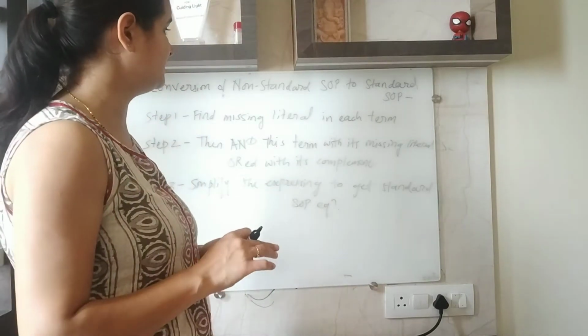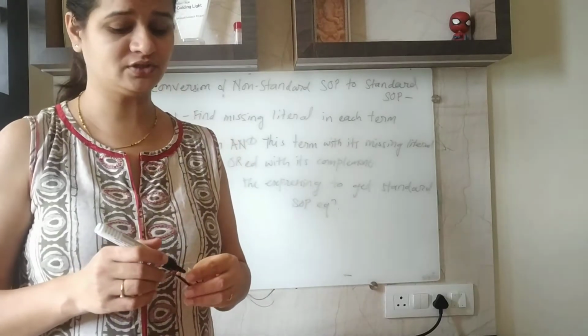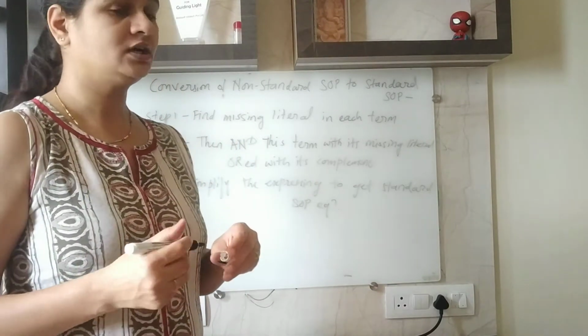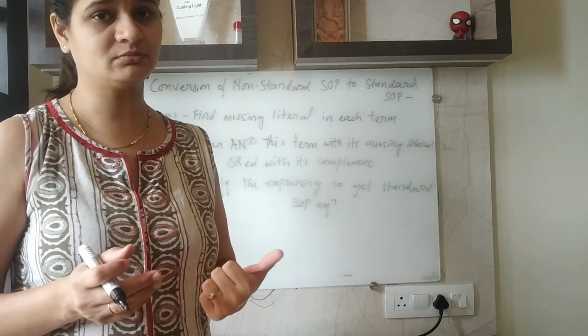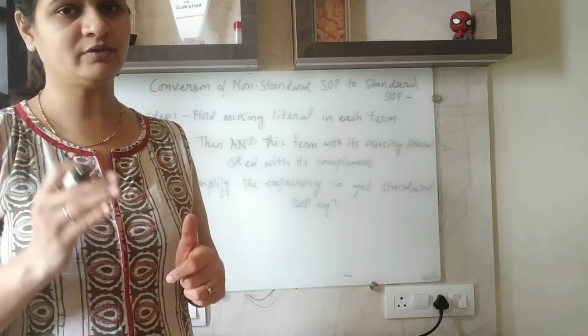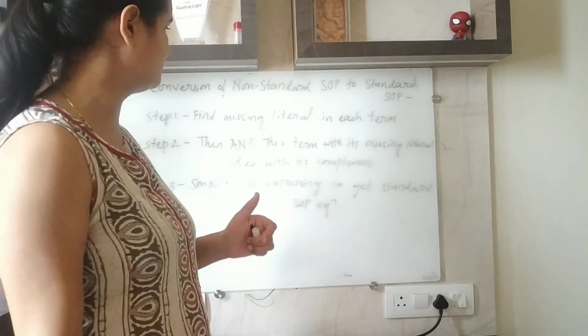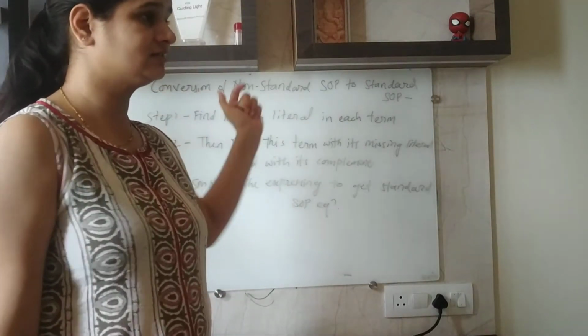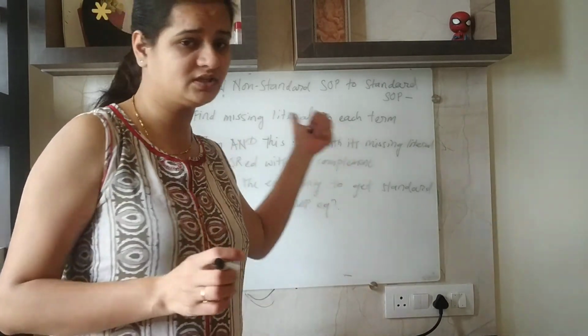So first of all, see that whenever you get an equation and you are asked to convert that non-standard SOP equation to standard SOP equation, non-standard means what? All the literals will not be present in each term, right? So what we have to do, we have to convert that non-standard SOP equation into standard SOP equation, right? So for that we have to carry out these 3 steps, right?